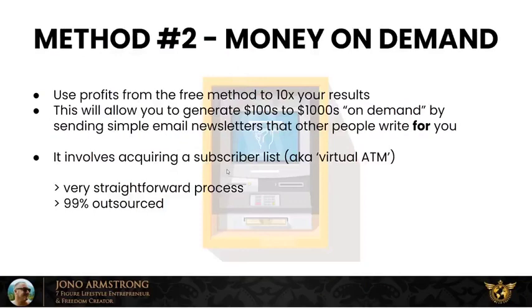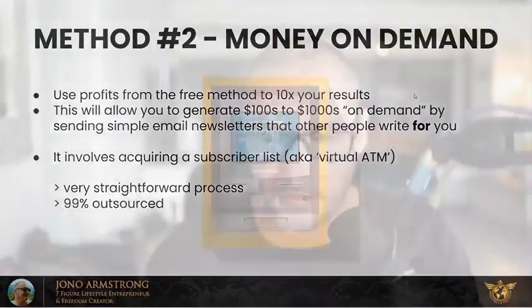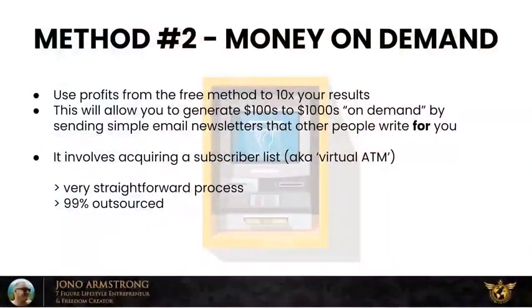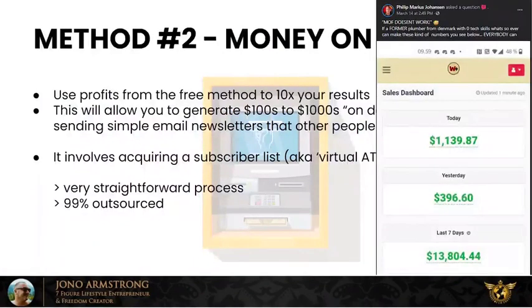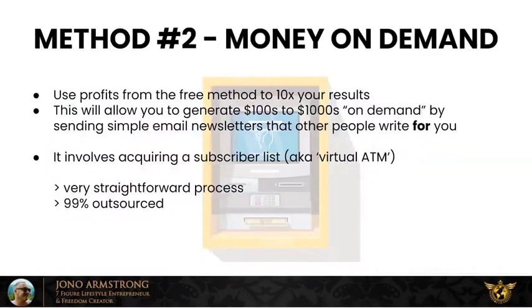Method number two, I'm going to show you, which is called the money on demand method. Now, using method number two, we're going to be able to use the profits from method number one, which we've generated completely free of charge by uploading these demo videos to YouTube. Using those profits with method number two will allow us to basically 10x our results and will allow us to generate hundreds to thousands of dollars on demand by sending simple email newsletters that other people have written for us. So all we need to do is copy and paste and hit that send button. It involves acquiring a subscriber list, aka a virtual ATM machine. Now, it's very straightforward, and 99% of this can actually be outsourced.